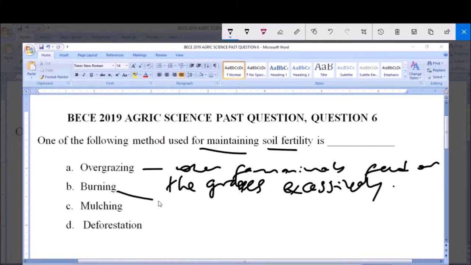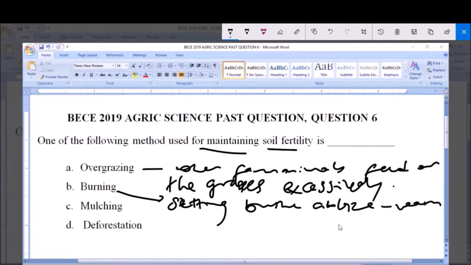Now burning also, that is burning simply means setting bushes or plants ablaze, that is setting them on fire. It will also expose the surface of the soil, and exposing the surface of the soil will lead to erosion by wind or by water, and also expose the soil to sunlight, and this will wash away soil nutrients, thereby decreasing soil fertility.